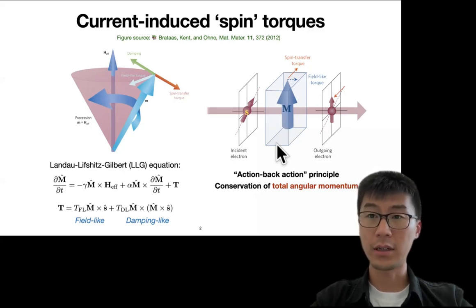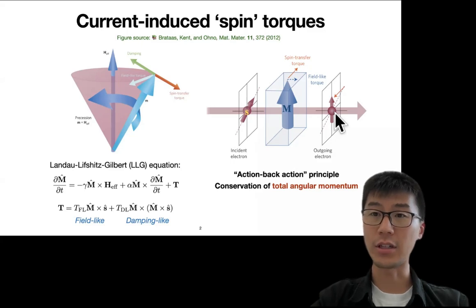So if you consider the boundary condition for the initial and the final process here, you see that the direction of the spin has changed. So as a result of the action and back-action principle that comes from the conservation of angular momentum, the direction of the macro spin should also rotate in the opposite direction to the rotation of the spin of electrons. And this is the direct consequence of the conservation of angular momentum.